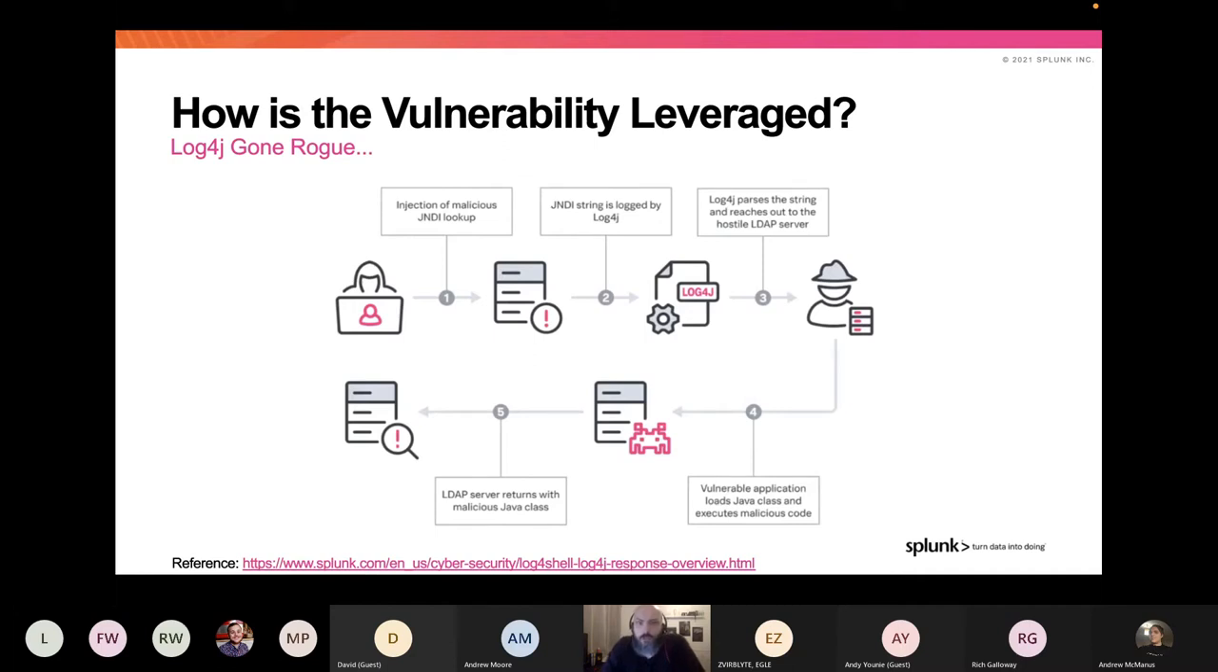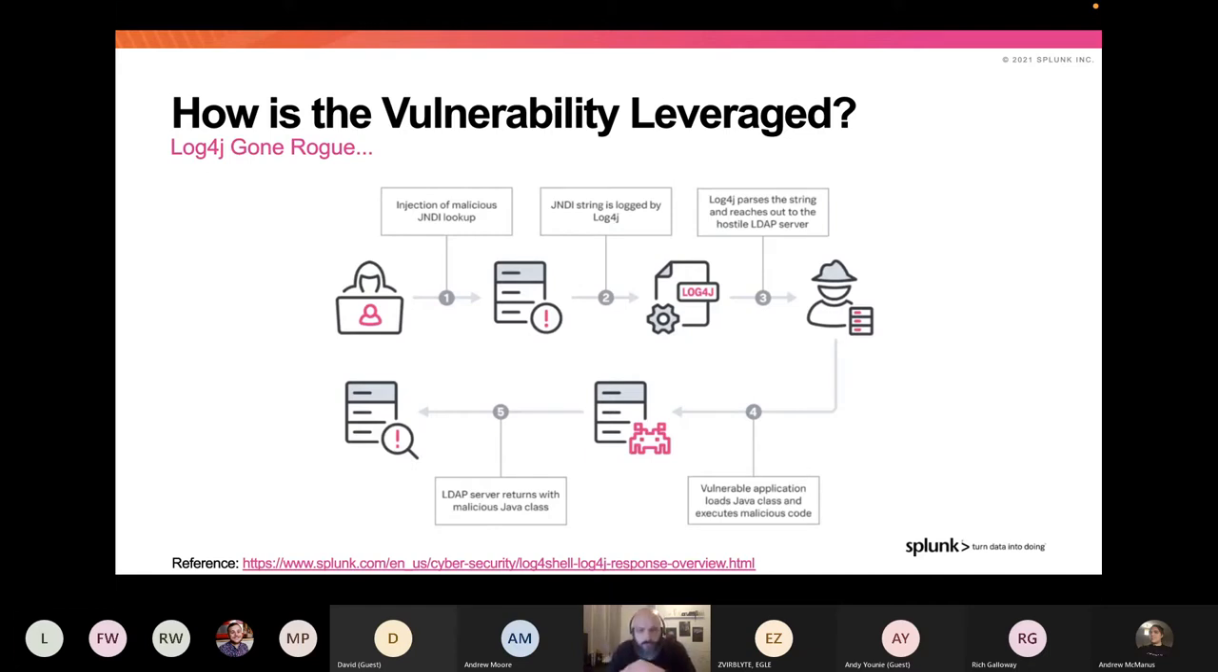So Log4j gone rogue. Effectively, what would happen is you would have an HTTP injection of a malicious JNDI lookup. It would be a string, which you can search for in your data to see if it's actually being utilized. The JNDI string was then logged by Log4j. Log4j parses it, and because of the structure of the string, instead of going to the proper LDAP server, it reaches out to the hostile LDAP server, bringing down the vulnerable application's Java class, and then it executes the malicious code. The LDAP server returns the malicious Java class, and that's the vulnerability leveraged. There is a slide later on that talks about how we can stop it at each point.